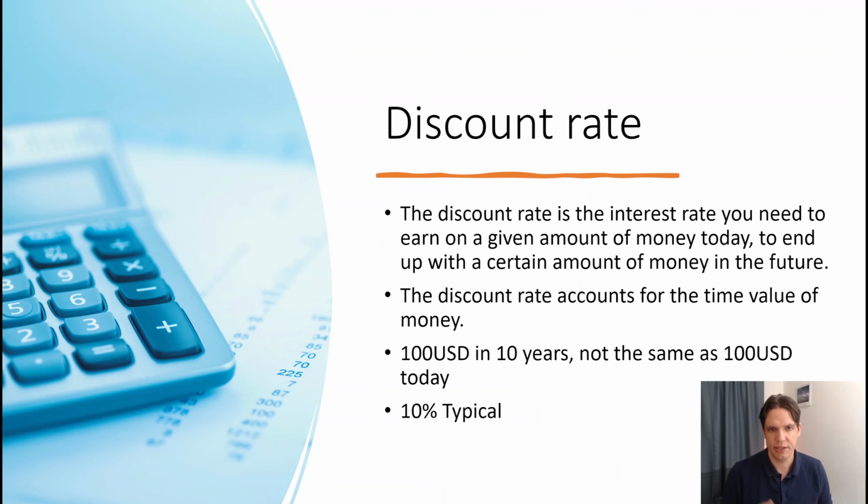Just to clarify the term discount rate. The discount rate is the interest rate you need to earn on a given amount of money today to end up with a certain amount of money in future. So in other words, if you know you will get $1,000 in 10 years, how much do you need to invest today and at which interest rate? The discount rate basically accounts for the time value of money, as $100 in 10 years is not the same as $100 today. It doesn't have the same value. 10% is a typical value used when calculating LCOE for a solar plant.